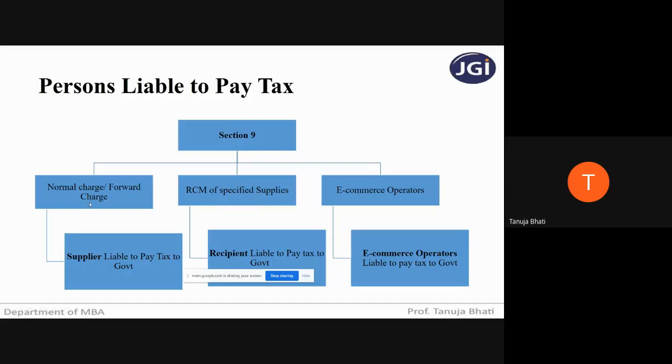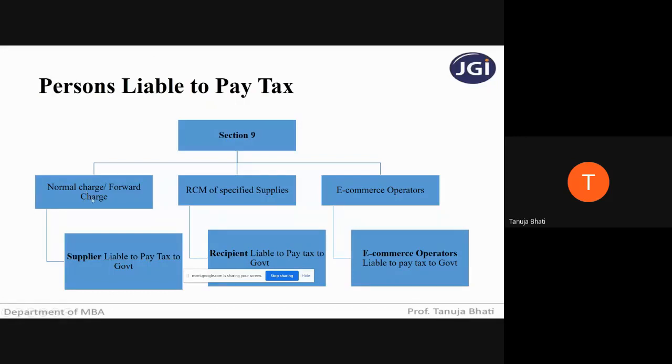Then the casual taxable person. Yesterday we saw what a casual taxable person is: one who does not have a fixed place of business in a particular state, and carries on business in a state where he does not have a fixed place of business. He takes his registration as a casual taxable person. He also is required to pay tax under GST under the forward charge.